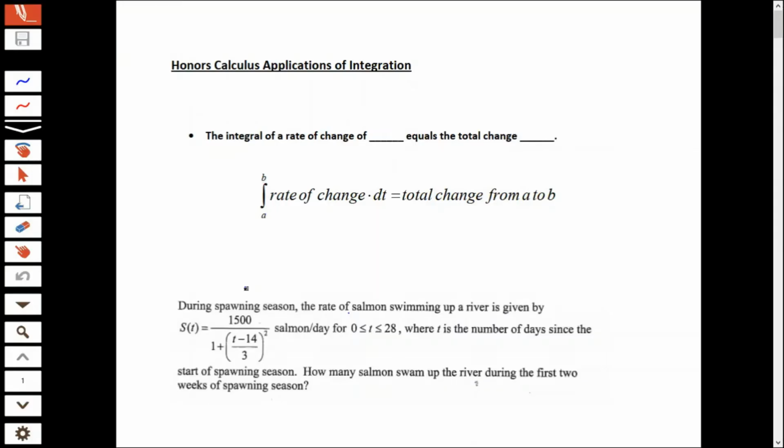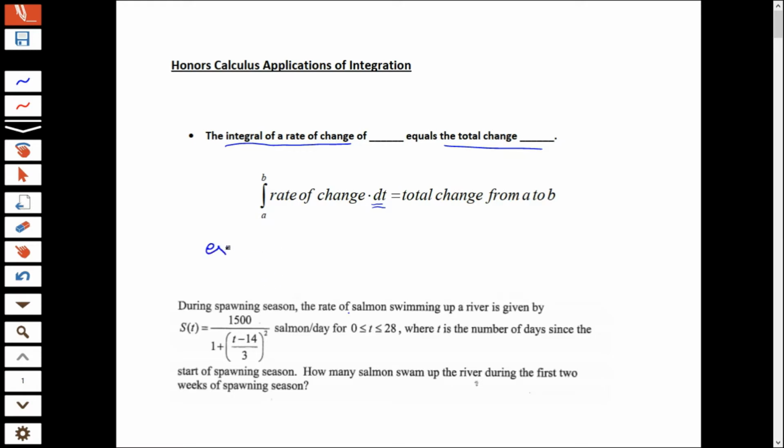Alright guys, so this week we're going to be applying our integrals to some word problems and seeing if we can't calculate some things, okay? The way I use and think about applying integrals to these word problems is that the integral of a rate of change equals the total change. So the integral from a to b of some rate of change function dt, because normally we're talking about a time going from the time a to time b, is equal to the total change.